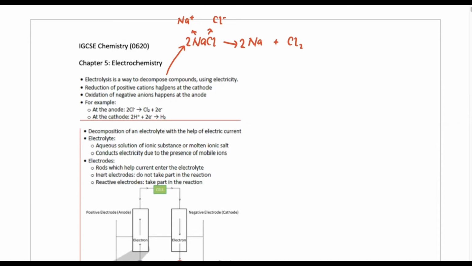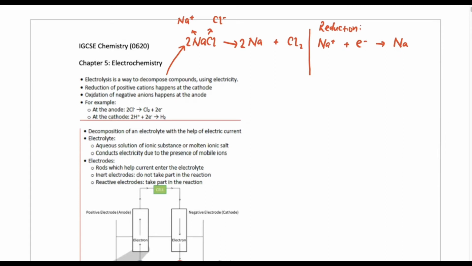And then it is reduced. What is meant by reduce? Reduce means they accept electrons. So Na positive accepts electrons and then becomes Na. So this is reductions. Okay, reduction happens on sodium ions and then it becomes sodium solid.